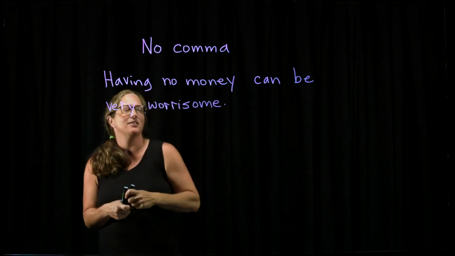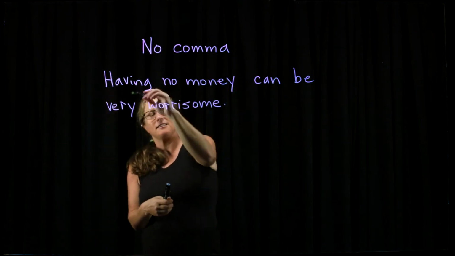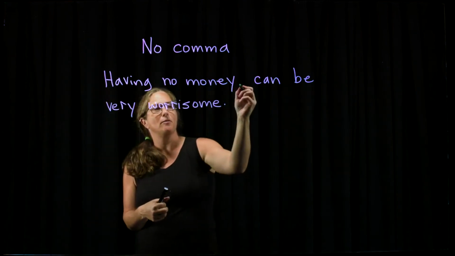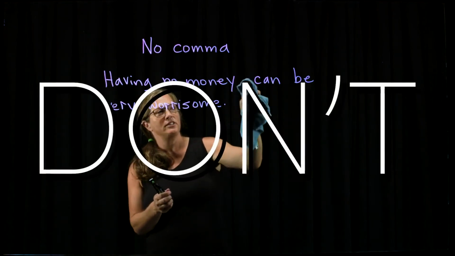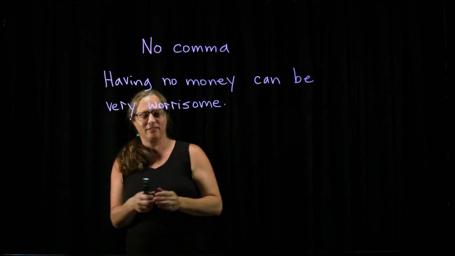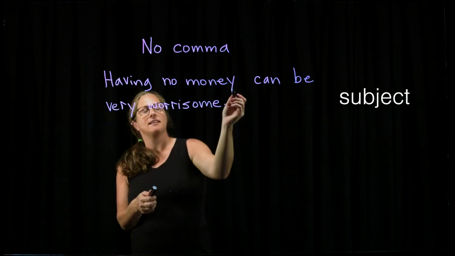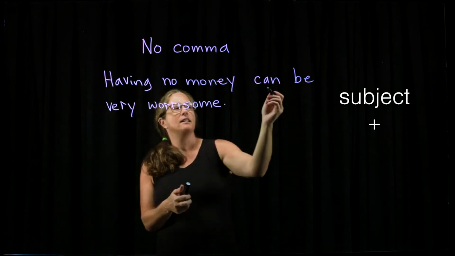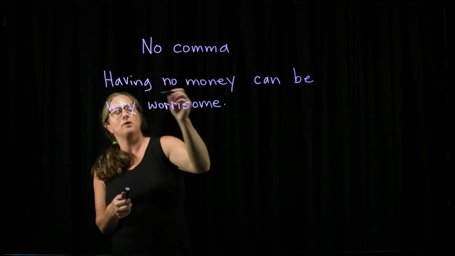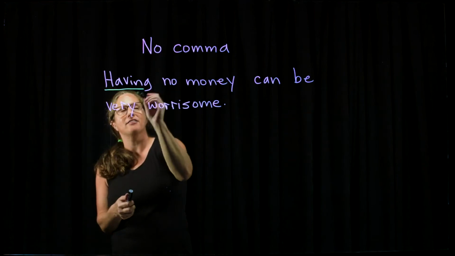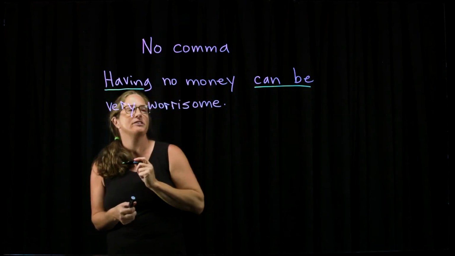Money. Some people might see a phrase, having no money. That seems to all go together, and some people then want to put a comma after that, thinking it's a phrase, but don't do it. It's actually the subject of the sentence. So having no money is the subject, and can be is the verb. If you had to just pick one word here to be the simple subject, it would be having. So having can be very worrisome.